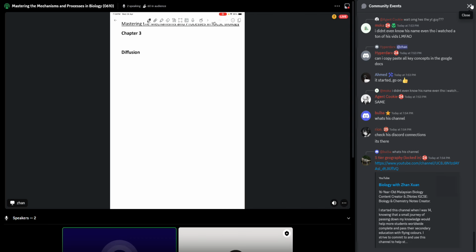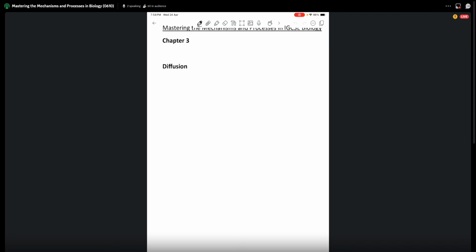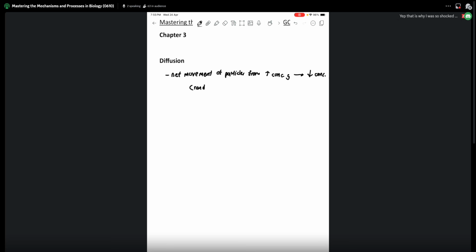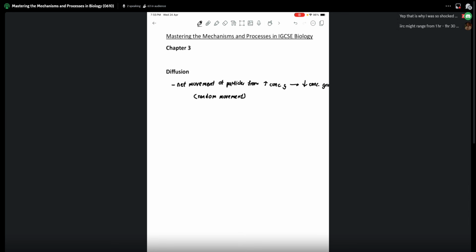Diffusion is usually in gaseous molecules or maybe something like dye, or it could be a heavy mass of gases. So it has a net movement. The key thing is it has a net movement of particles from a high concentration gradient to a low concentration gradient. And this is usually a result of their random movement. This is the definition that by now you should know what it means.